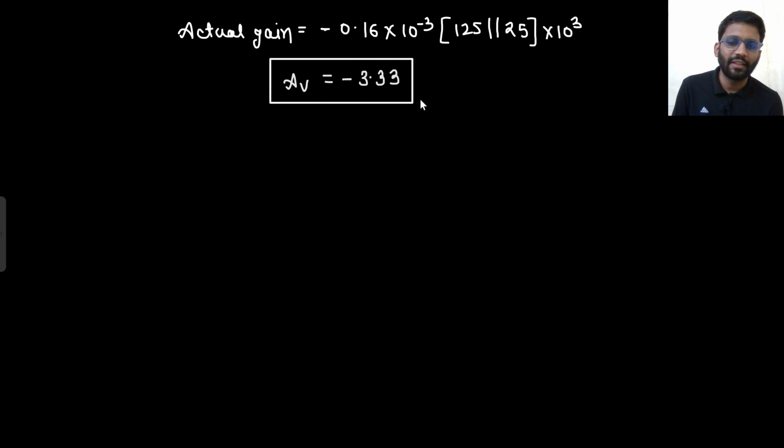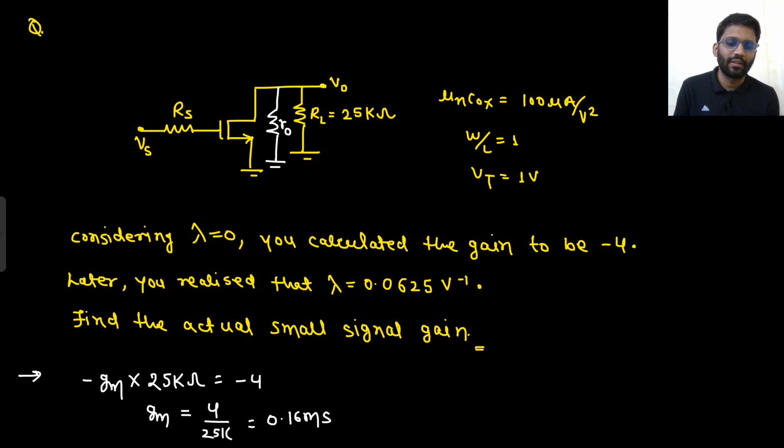So previously your gain was minus 4. Then you realize that your lambda is not 0. Your lambda is 0.0625. Then you calculated the gain. So first, what was your gain? Minus Gm into RL. The gain was given, that was minus 4. From there you could calculate the value of Gm, that is 0.16.